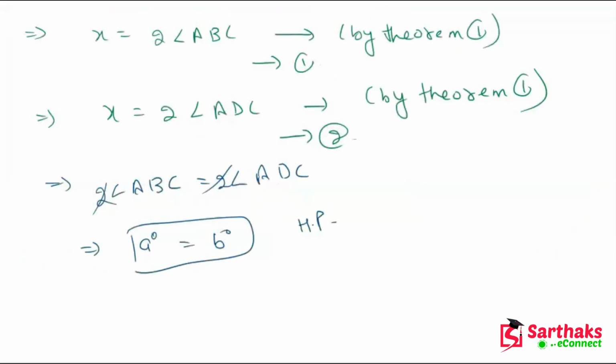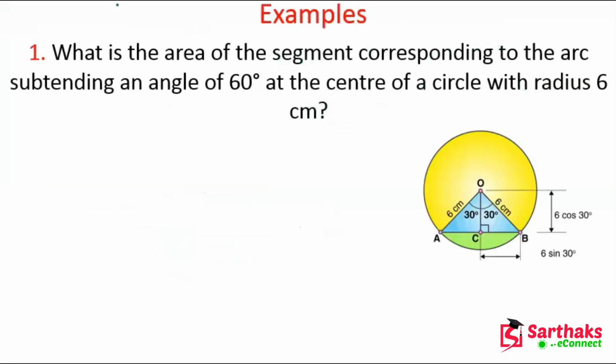So my dear friends, these are the three theorems which are very important. Yes, so now my dear friends, let's do some questions. Okay, so question number 1 is, what is the area of the segment corresponding to the arc subtending an angle of 60 degrees at the center of the circle with radius 6 centimeter?